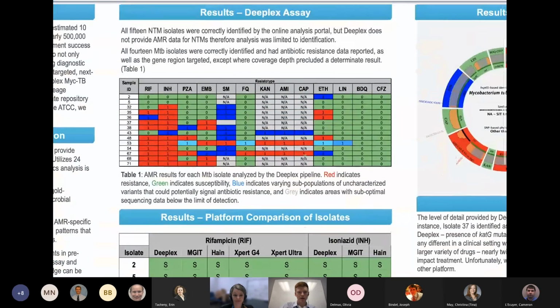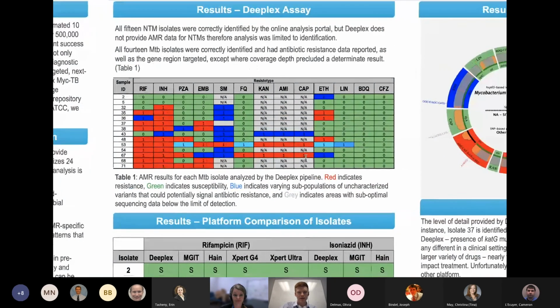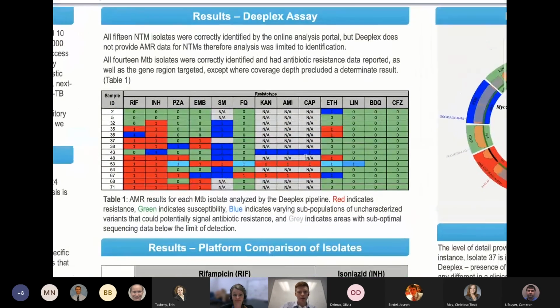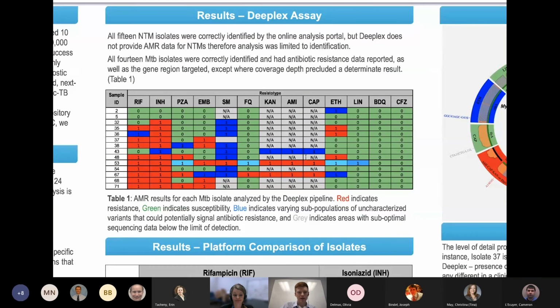So if I zoom in here, you can see, this is an output table from the D-plex web app, and you can see all these different drugs here that are being screened, looking at known genetic mutations in bioinformatic databases, and seeing, okay, was there a single nucleotide polymorphism for isolate 35 here? It looks like yes, and that mutation is known to cause resistance to rifampicin, right?